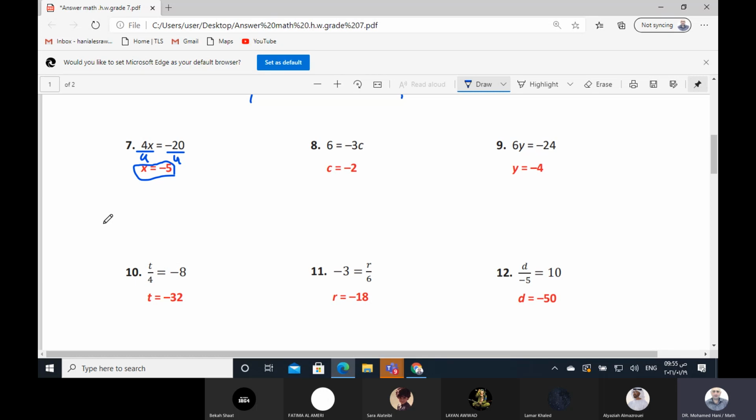No question. Right. Who can tell me now how to solve number 8? I know the answer. The value of c equals minus 2. But how to solve this equation? How to find the value of c equal minus 2? Who can tell me, please?